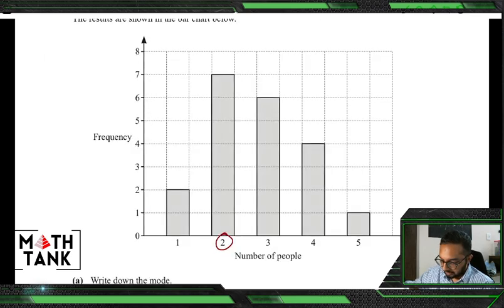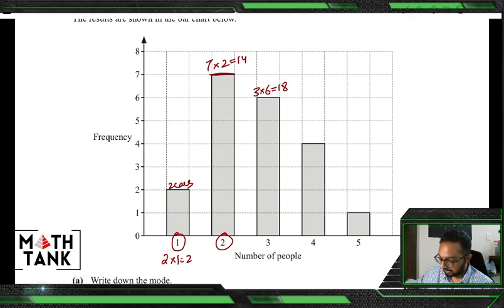So this means there were 2 cars, each with one person. So I'm going to say that 2 into 1. There were 7 cars with 2 people each. So that's 7 into 2. That's 14. There were 6 cars with 3 people each. So 3 into 6 gives me 18. 4 cars with 4 people each. So 4 into 4 gives me 16. 5 and 1. So 5 and 1 is 5. So I'm going to add up all of these numbers.